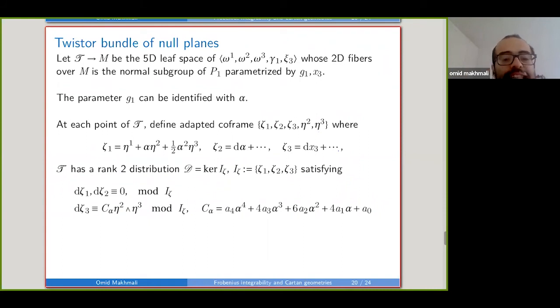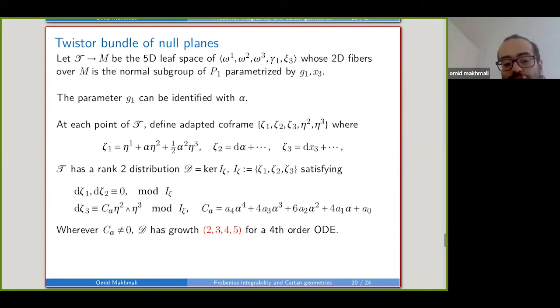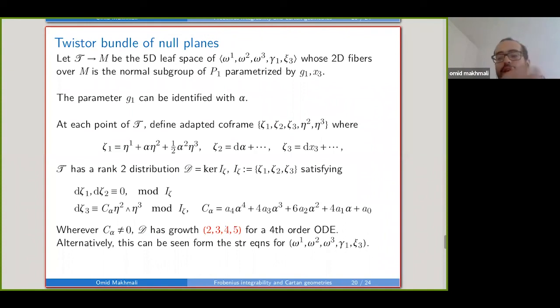Then one can see that this rank two distribution on this twisted bundle satisfies these conditions. So if one stays away from roots of this quartic, the distribution D is again bracket generating with growth vector 2, 3, 4, 5. And it defines a fourth order ODE. This can be seen again from the structure equation purely, but anyway, I'm not going to do that.